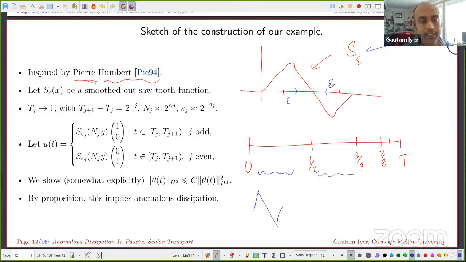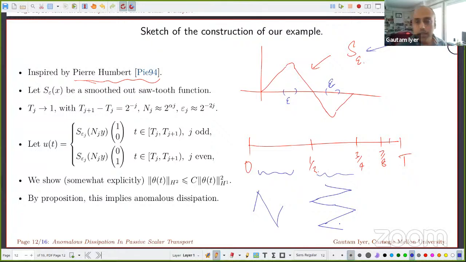And then for the next interval, what I'm going to start to do is increase the frequency and reduce the time. So now I'm going to switch from a vertical shear flow to a horizontal shear flow, and I'm going to increase the frequency. So over here, something like that.